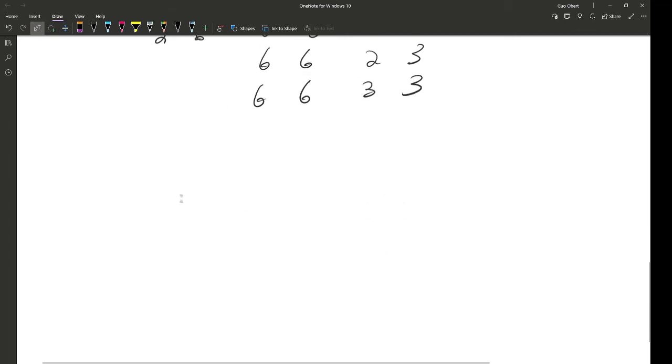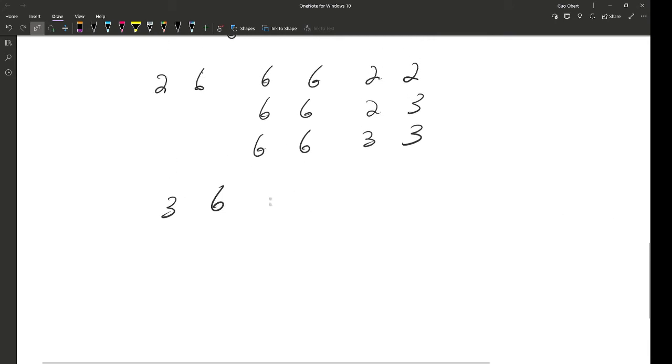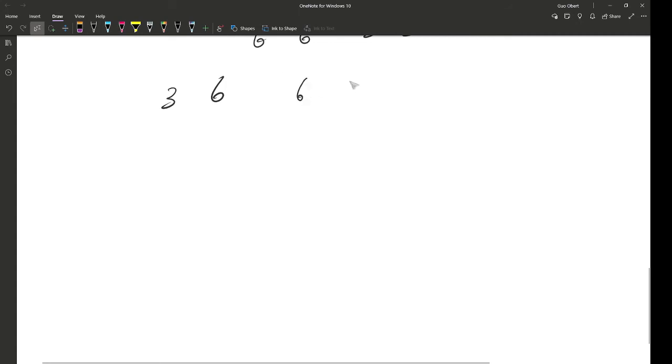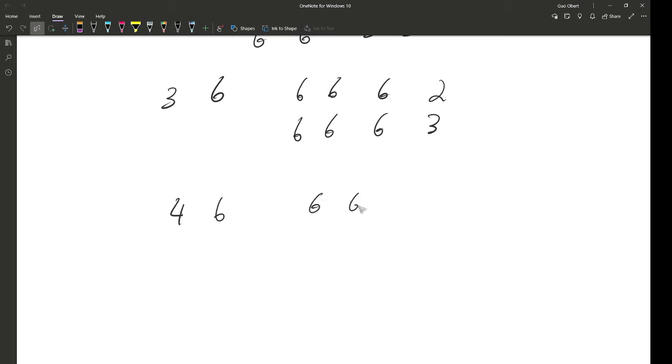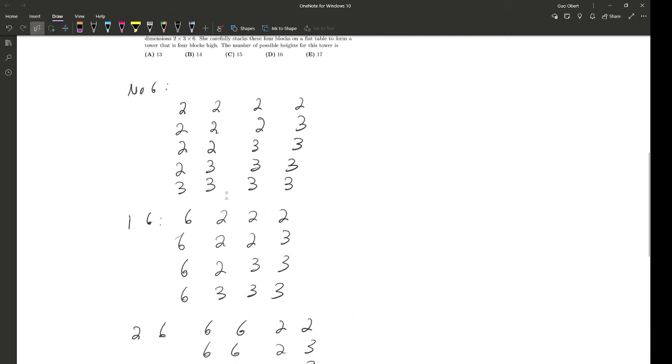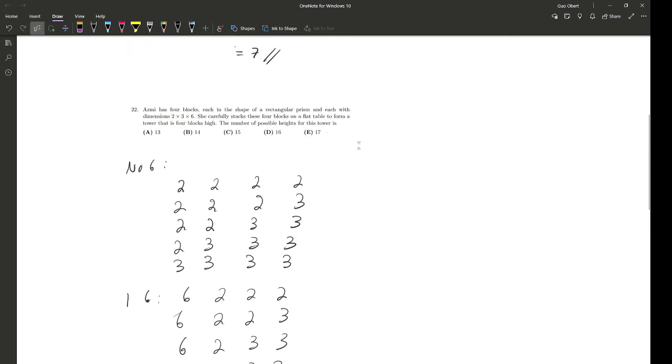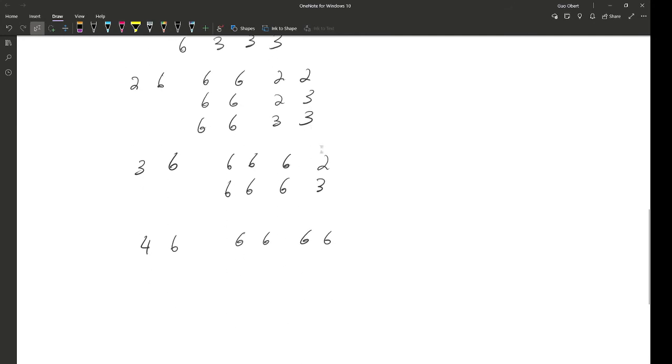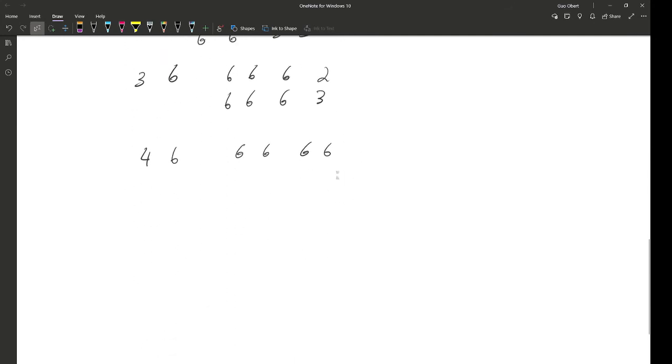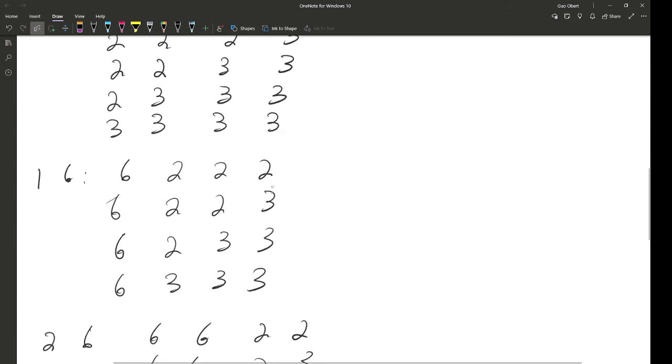Okay. And now we consider the case where 3 of the blocks have 6 in height, and then the last one can be a 2, or the last one can be a 3. And then we consider the case where we have 4 6s, and that's all the possible combinations, or the possible unique heights that the tower can have. But right now, before we declare victory, we have to filter out and get unique values, and we have to make sure that this happens.